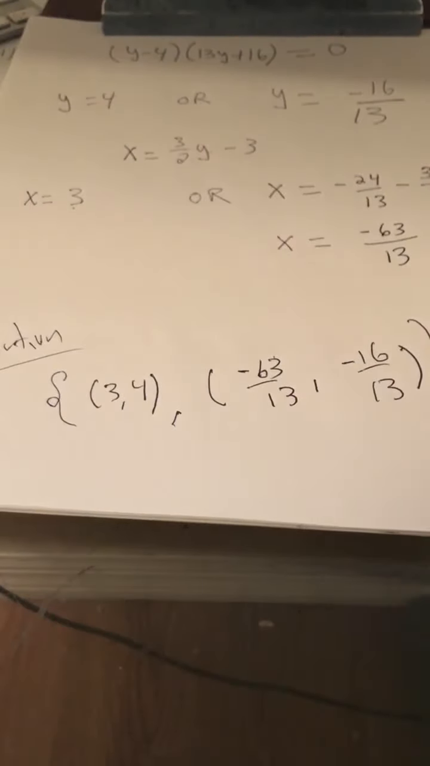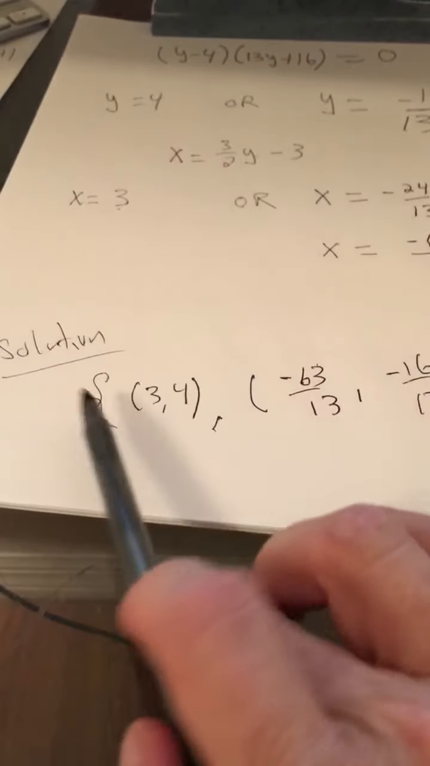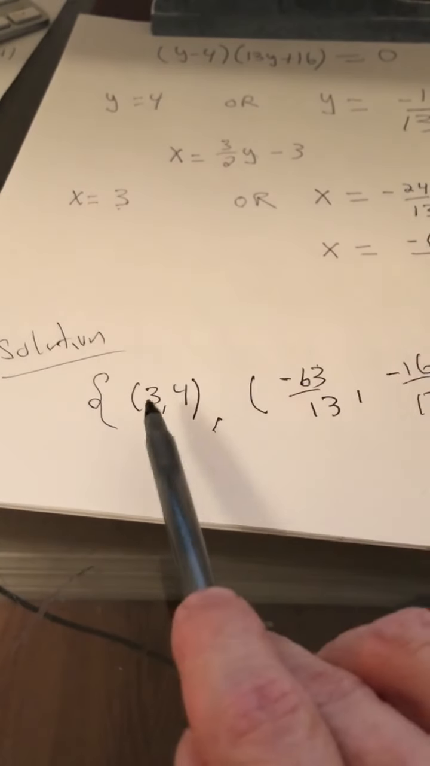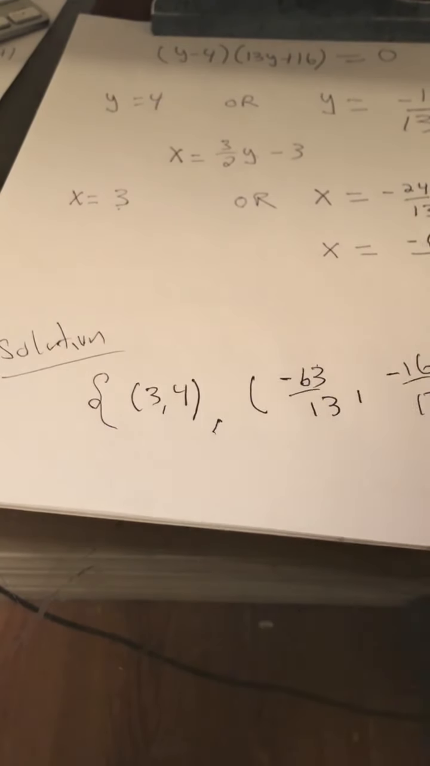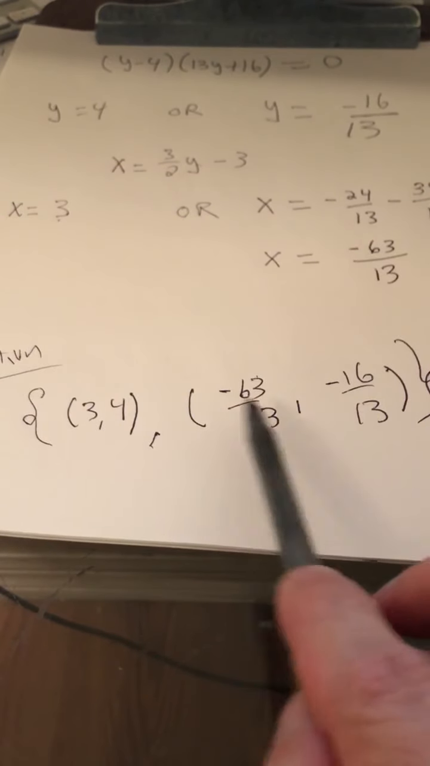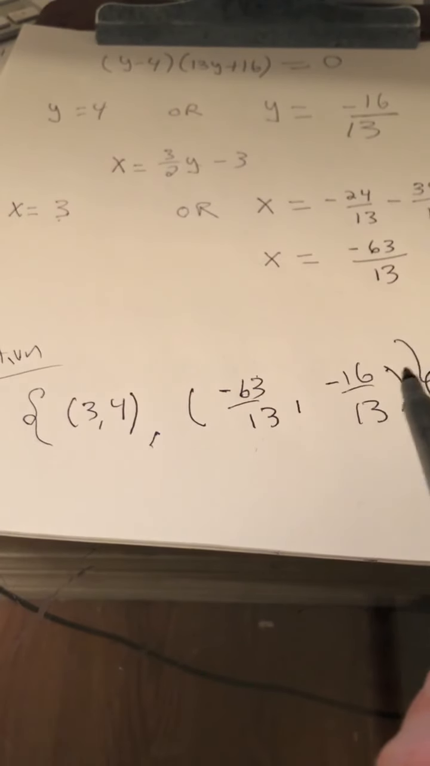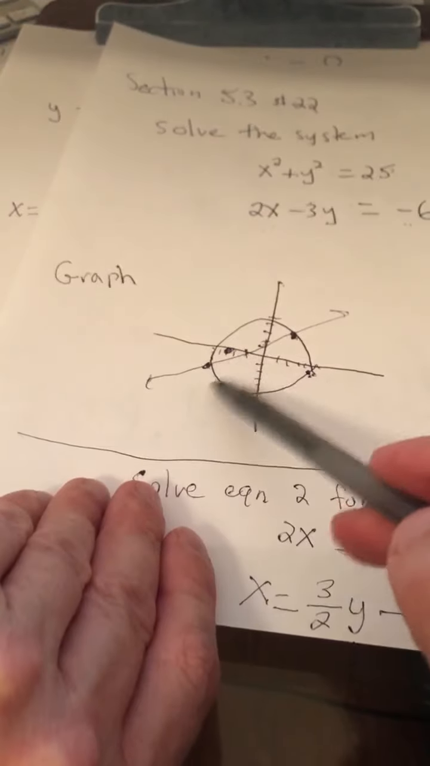So the graph helps us know what to expect. Okay, so again, our solution are these 2 ordered pairs, 3, 4, and negative 63 thirteenths, negative 16 thirteenths. Those are the 2 ordered pairs where these graphs cross.